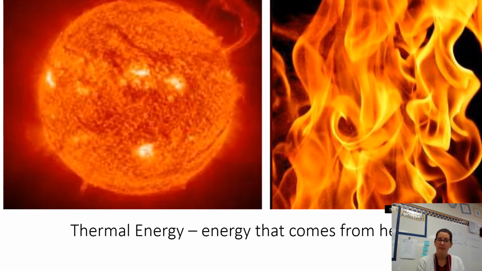Here we have another type of energy. We have thermal energy. Thermal energy is the energy that comes from heat. So anything you have around that gives off heat is going to be thermal energy. So we've got a couple examples here, the sun or a fire. Both of those things give off heat. So they have thermal energy.